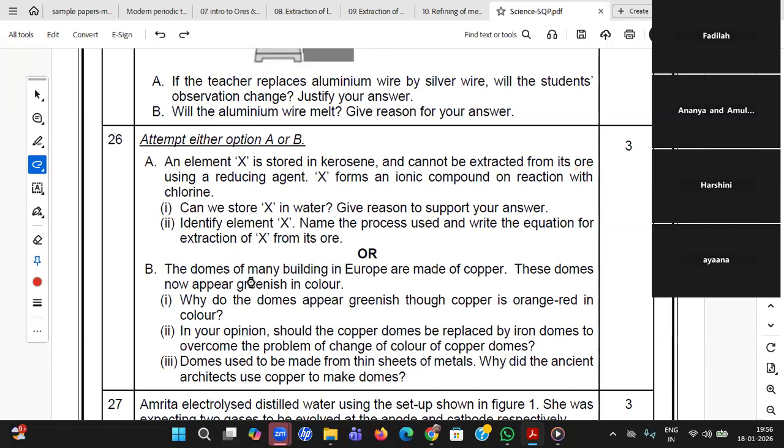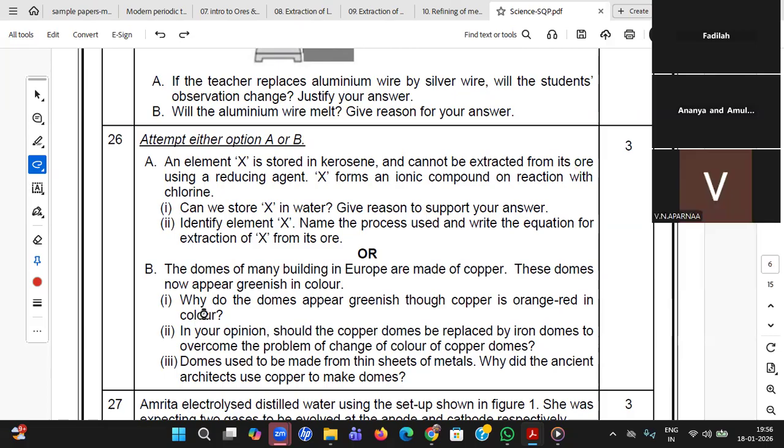Oh, what is this? The domes are greenish, while copper is orange-red in color. Sir, what is this? I have a doubt. Go ahead.